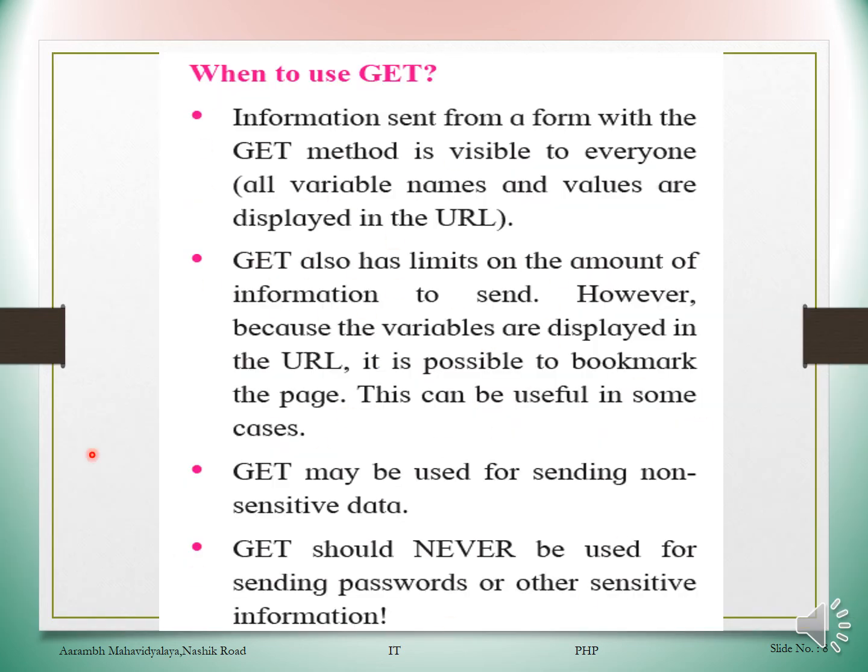Now when to use the get method? Information sent from the form with the get method is visible to everyone. That means whatever information the user provides as input, that may be name, roll number, email address, or anything else, all that data gets displayed in the specific URL and it is visible to all users.